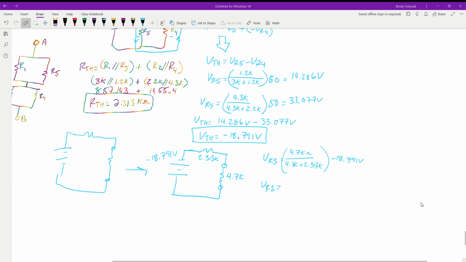And we end up with, let's see, 4,700, 2313. So our VR3 is going to be negative 12.593 volts. And that is our answer.